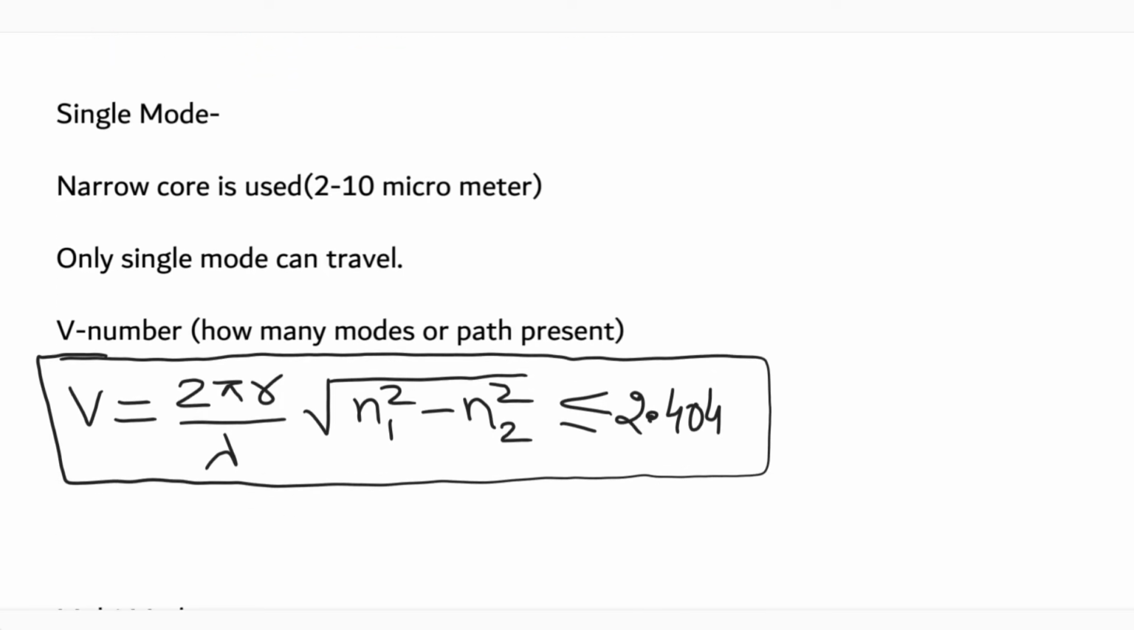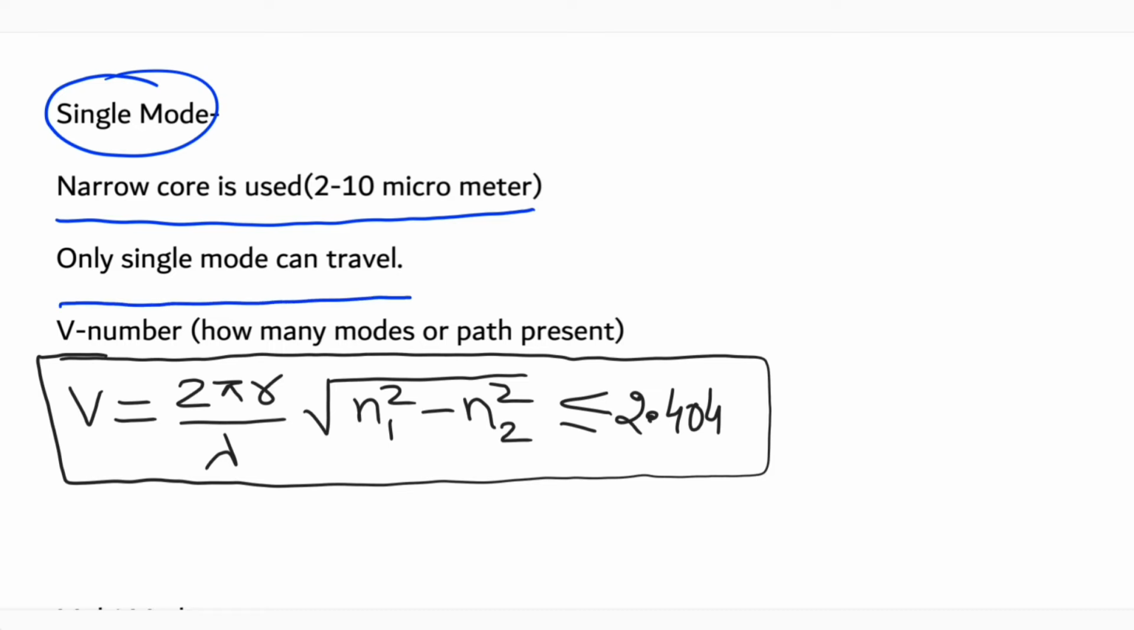Okay, now to the second classification of optical fiber, the single mode fiber. For the single mode fiber, the core diameter is nearly 2 to 10 micrometer, and only one mode is supported. For the number of modes, like how many paths are present through which light can travel in any optical fiber, the V number is defined. This is the parameter by which the number of modes or paths in the optical fiber can be determined.